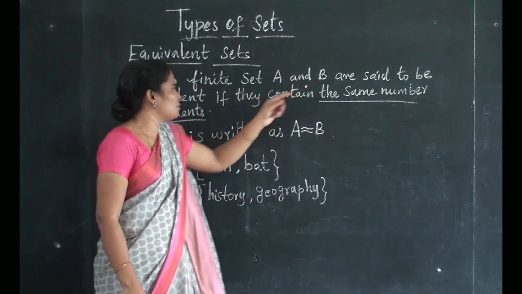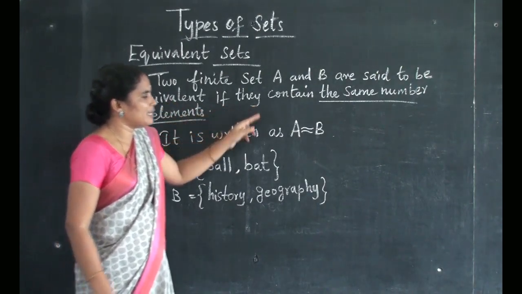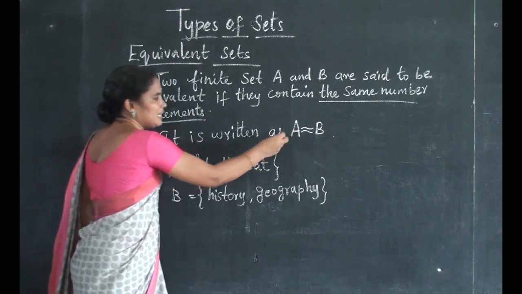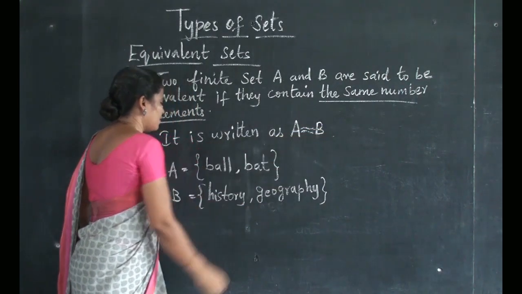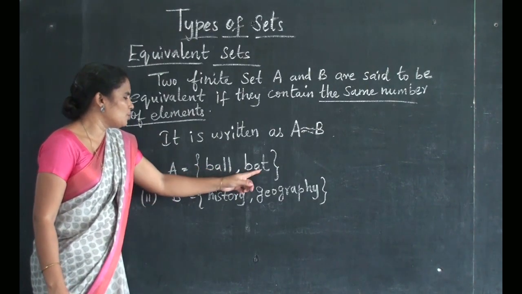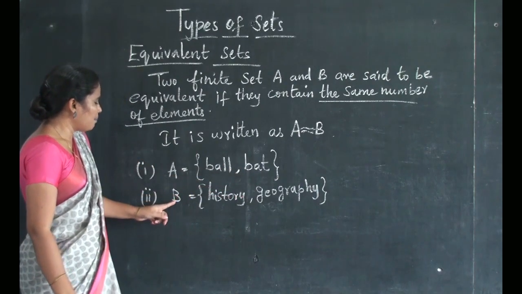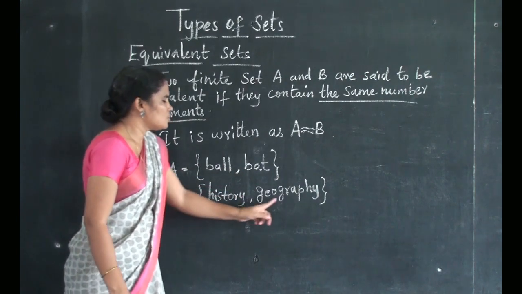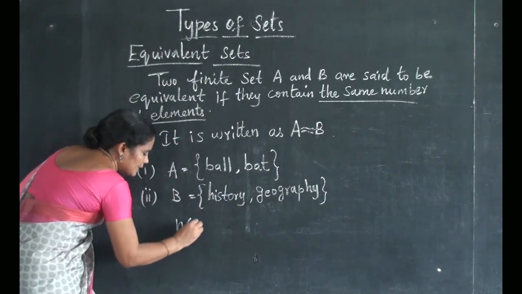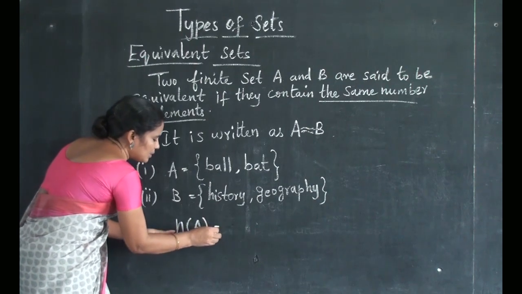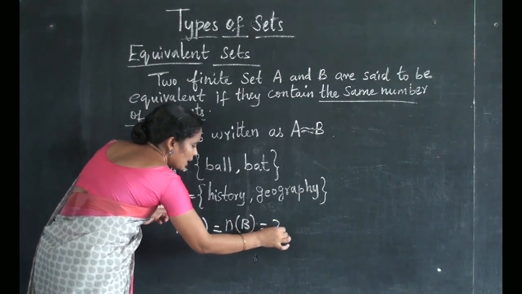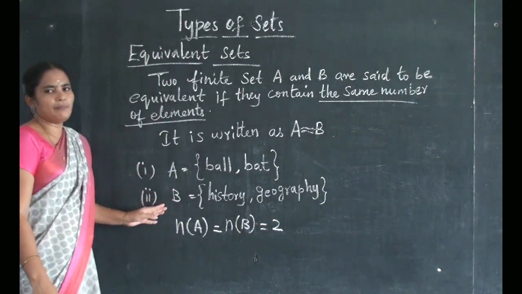A and B are said to be equivalent if they contain the same number of elements. It is written as A equivalent to B. For example, A is equal to {ball, bat}. Here we have two elements, isn't it? And here B is equal to {history, geography}. Here also we have two elements. So n(A), that is the cardinality of A, is equal to the cardinality of B, which is also equal to two elements present in A and B.